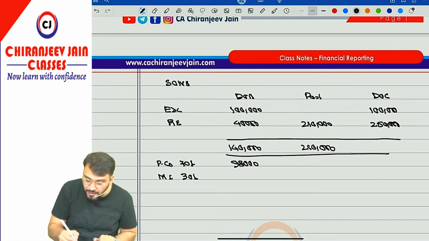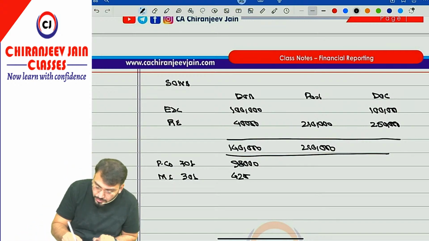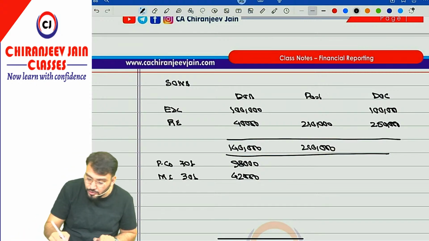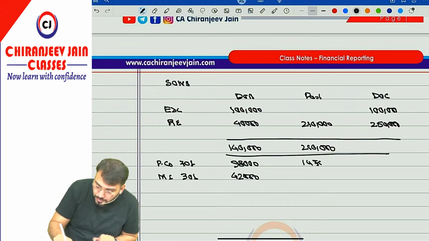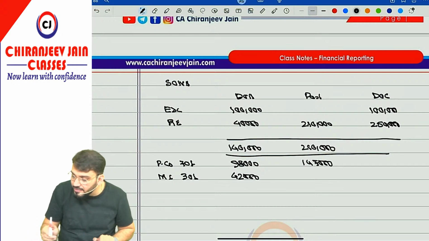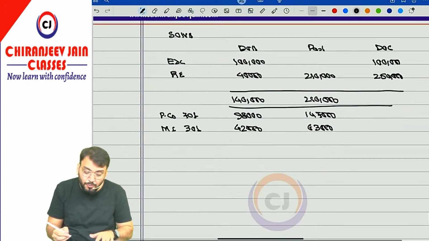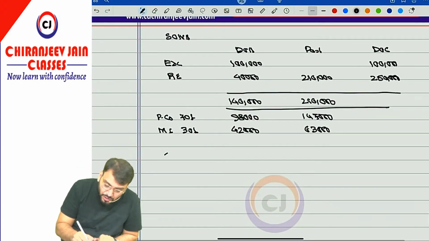Correct. And 30% how much? 42,000. Similarly, 70% of 2,10,000 is how much? 1,47,000. And this is what? 63,000. Understood? This much. Now what will we do? We'll do the calculation of goodwill or capital reserve.